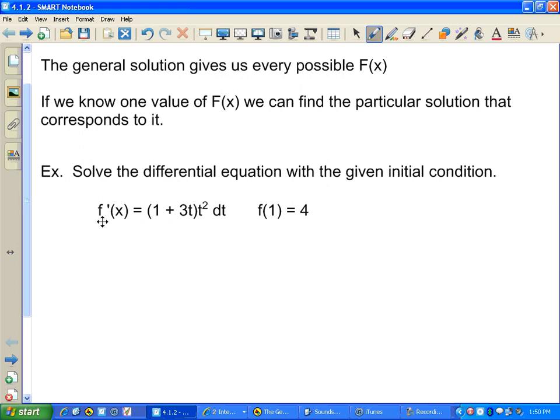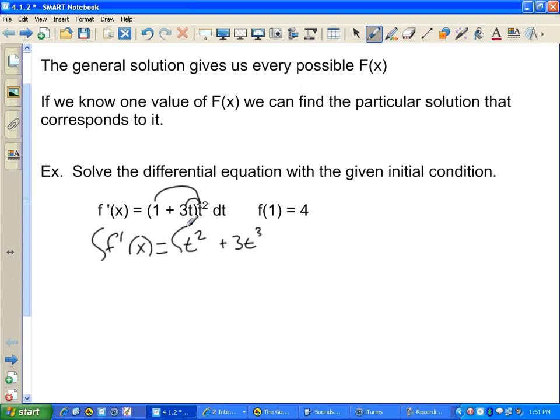So let's see, we've got f prime of x is this. All right, now this is a product, and we don't really have a product rule yet for integration. So what we're going to want to do is simplify this so we can have just individual terms that we can integrate. So I'm going to distribute this t squared inside. So really my derivative can be rewritten as t squared plus 3t to the third.